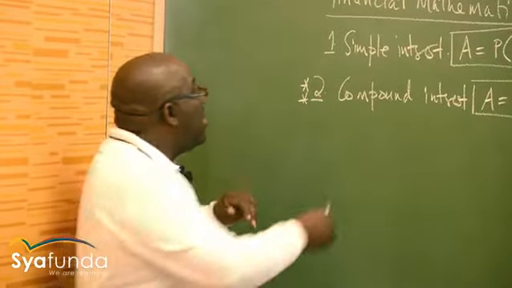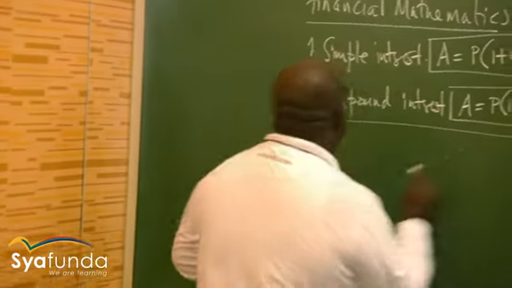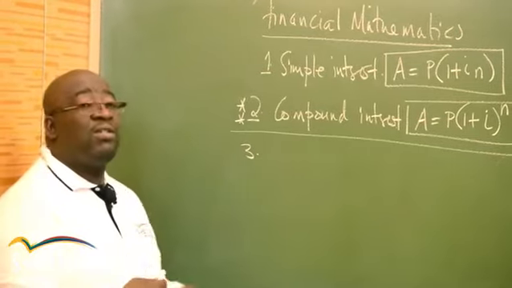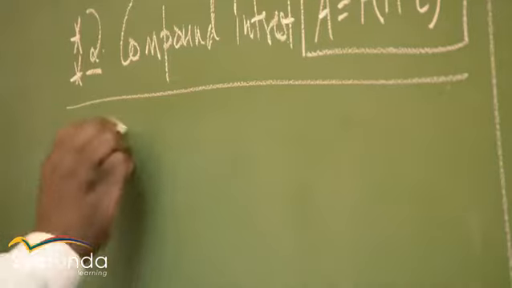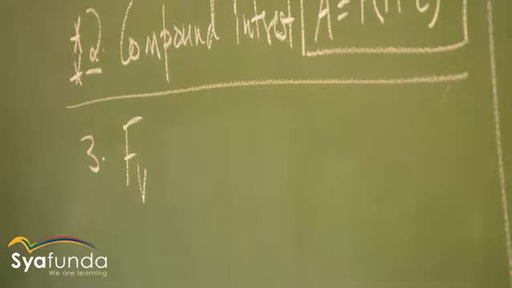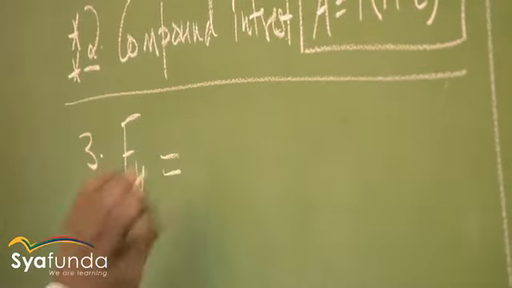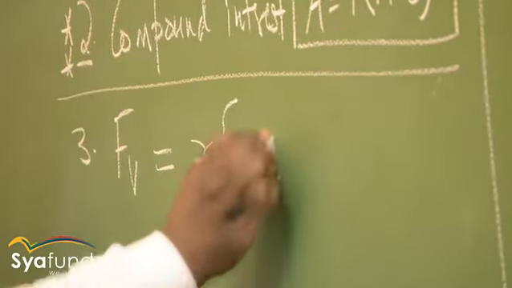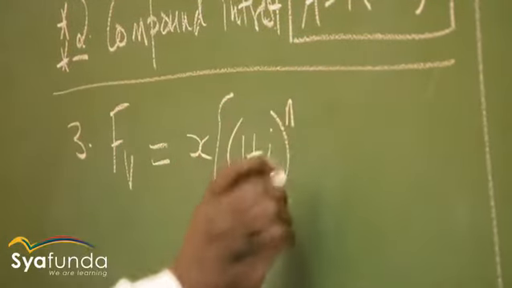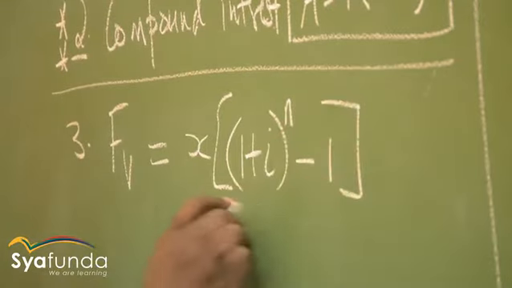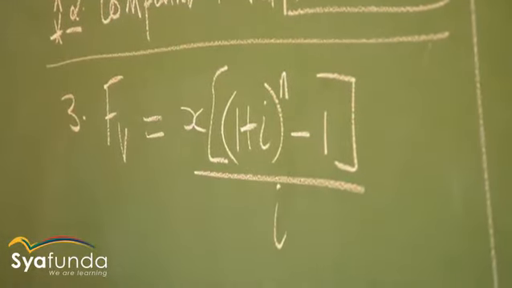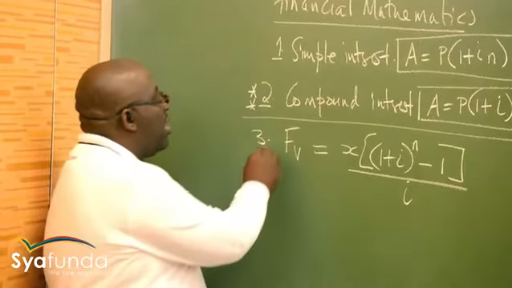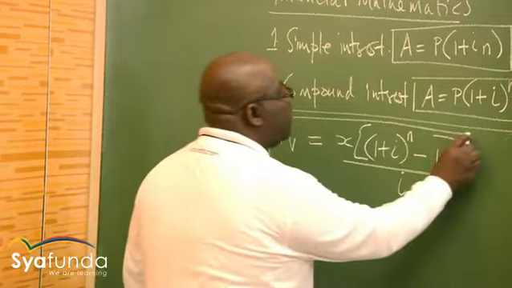After this section, we'll be moving to the third part, which I called annuities. The first one is called the future value. I will use FV. This is the formula for the future value. FV will be equals to x into 1 plus i raised to the power n minus 1, all over i. This is another important formula which talks about the future value. We'll come back to each and every one once we finish all 4 of them.